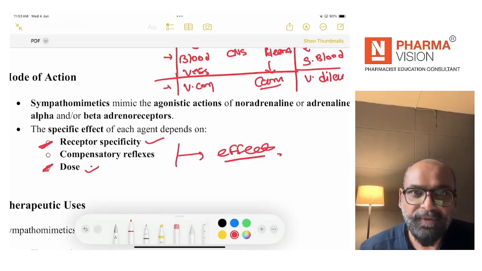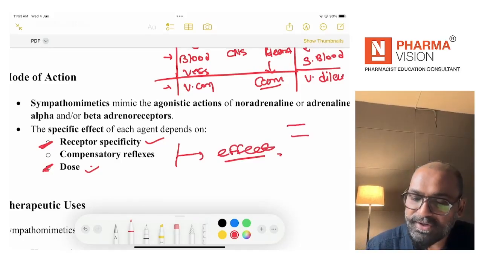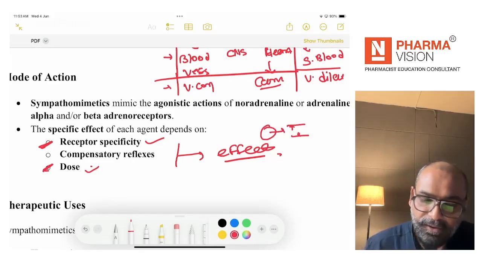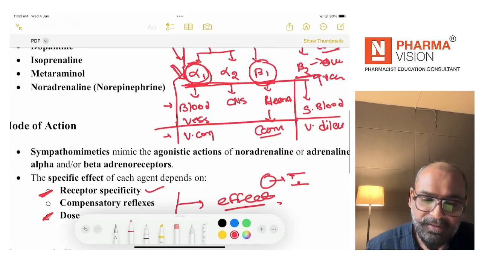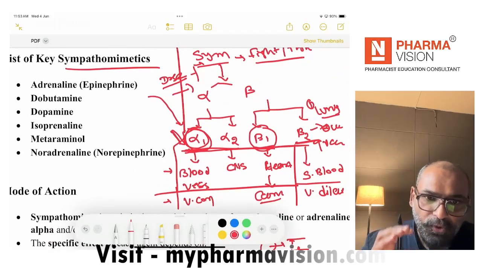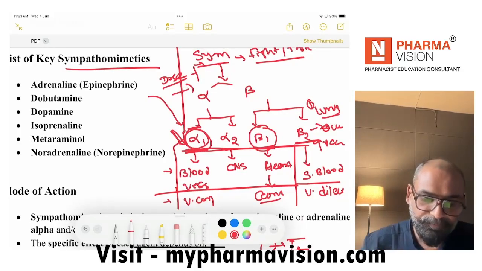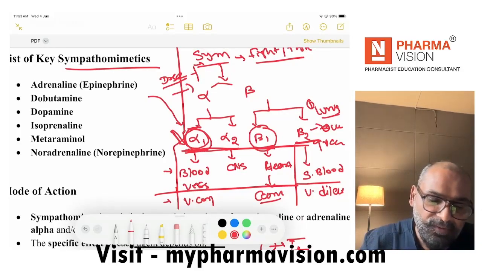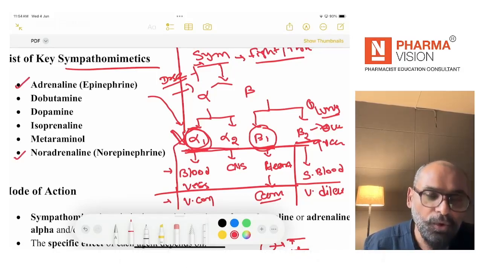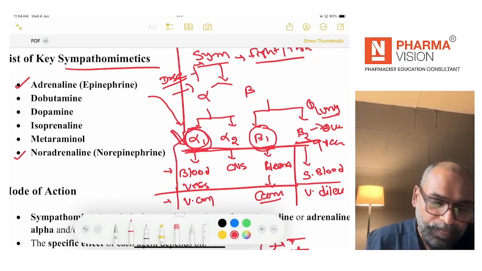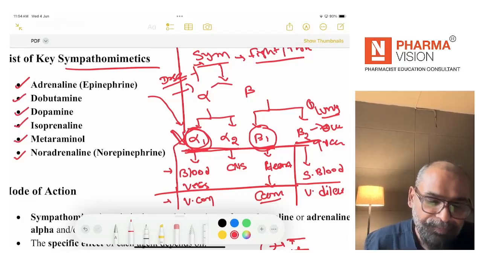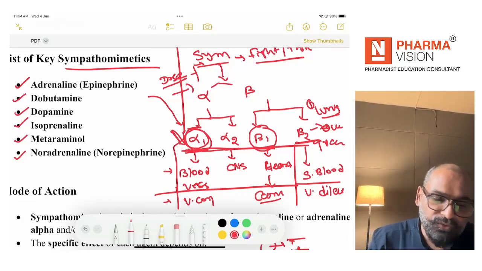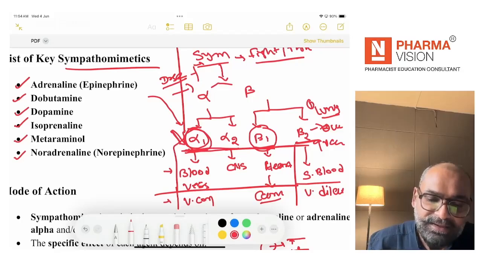Compensatory reflexes are a different thing. When vasodilation is there, reflex tachycardia can happen. That kind of compensatory reflex is possible. So the important medications we are going to look at today are adrenaline and noradrenaline, the two main drugs. Others are dobutamine, dopamine, isoprenaline, and metaraminol. These are the medications considered sympathomimetics.